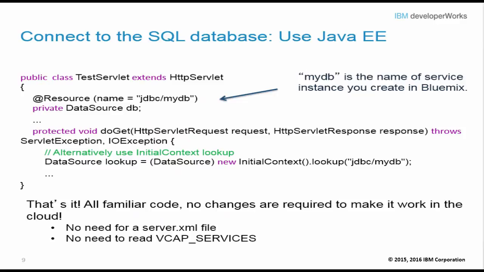We can also use the JEE way to declare the name of the SQLDB database and create a SQLDB service instance with the same name. You need to specify the name of the SQLDB instance in the manifest.yml file. There will be no need to parse the vCap services environment variable in your code or edit the server.xml file to specify the resource name.